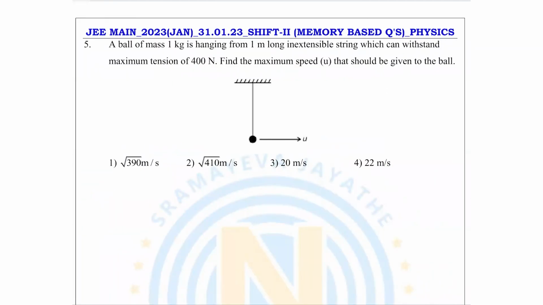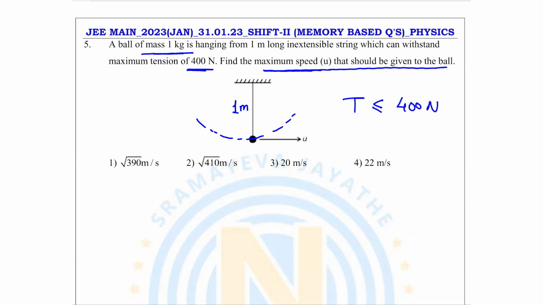Next question, question number 5. In this question, we are given a ball of mass 1 kg. It is hanging from a string of length 1 meter, and the string can withstand a maximum tension of 400 Newton. So the idea is we want to find the maximum speed that should be given to the ball. That means we have to have the condition that tension should be less than or equal to 400 Newton.